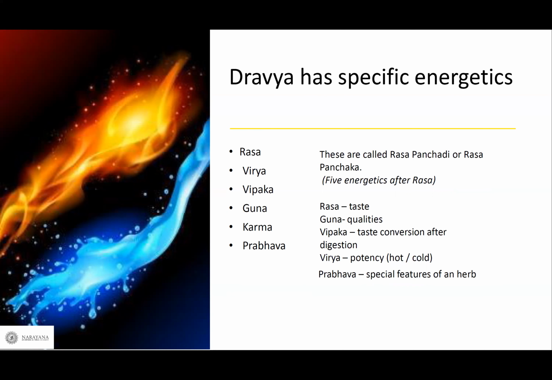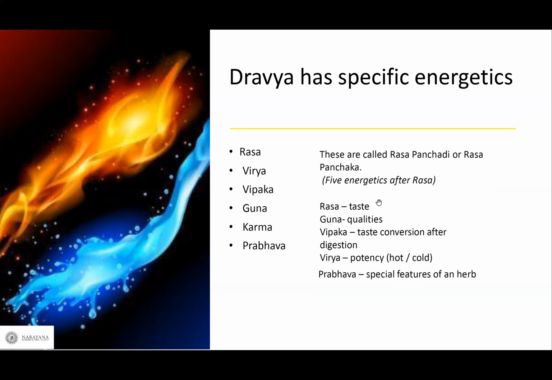Okay. What is the least important from the perspective of our study of Dravya? I mean, it is important, but least important, Rasa. What is more important than Rasa? Virya. What is more important than virya? Vipaka. What is more important than vipaka? Guna. What is more important than guna? Karma. What is more important than karma? Prabhava. Prabhava is most important.